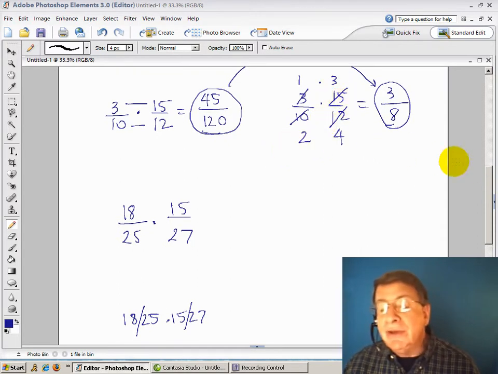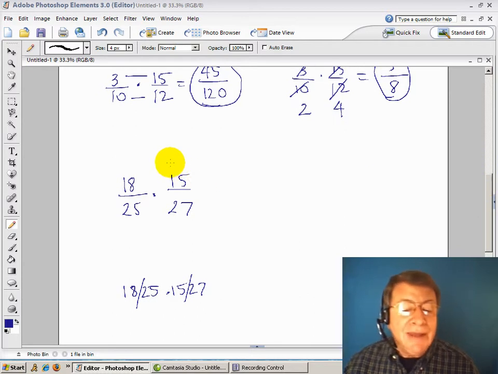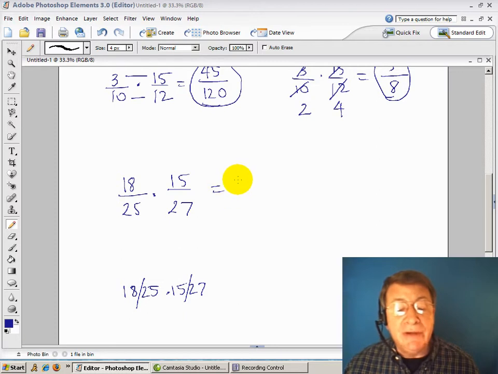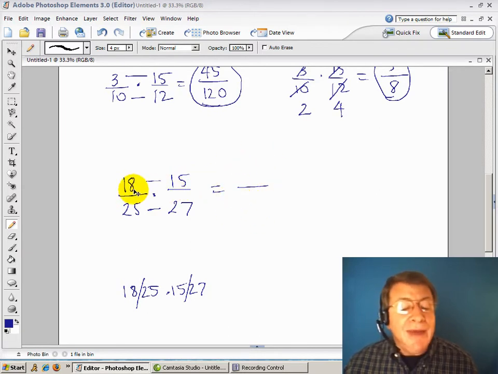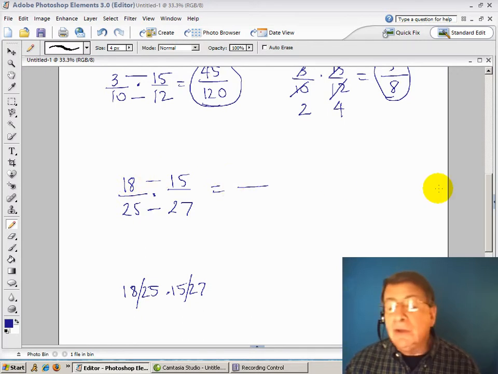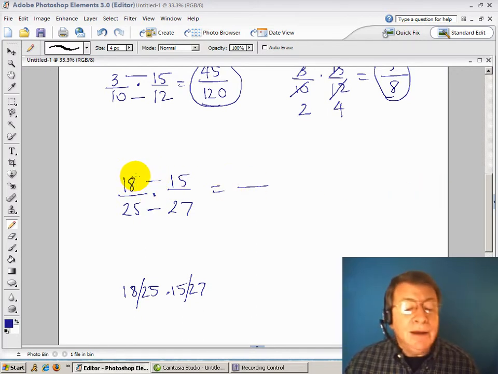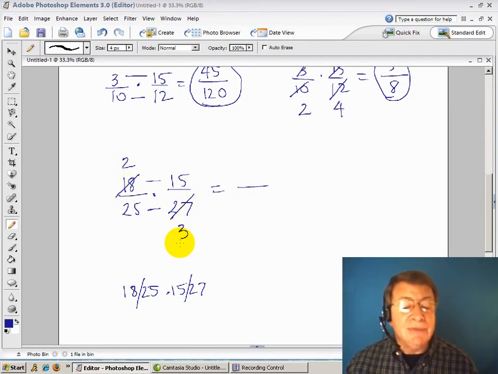Let's try this with another example. 18 over 25 times 15 over 27. Now, we already know we multiply top times the top and bottom times the bottom, but I think we can see that these numbers will already be too large to work with. And maybe there's a way of either reducing 18/25 or 18 over 27. Now, if we look a little while, we see that 18 is divisible by 9, so 9 will go into 18 twice, and 9 will go into 27 3 times.